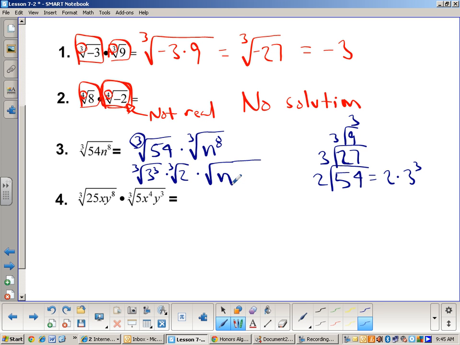I want n cubed here. Sorry, that's not writing very well. Because it needs to match this cube. And how many times can I pull 3 out of 8? 2, right? And so n squared cubed would be n to the 6th, right? And then I really need 2 more of them, don't I? Because I still have to have 8 of them. So inside I have 6 of them here. 2 times 3 is 6, and then 2 more out here.